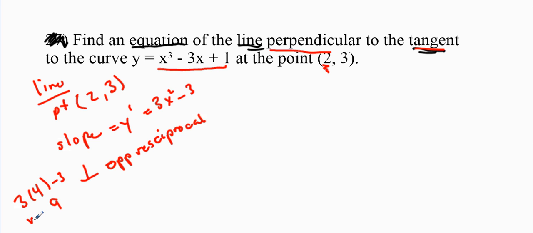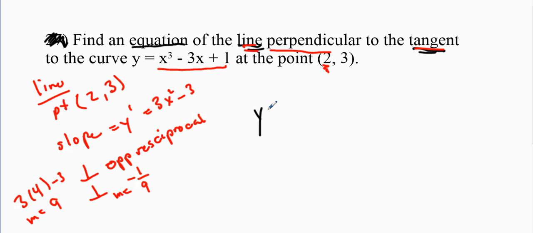Now that is the slope of our tangent. However, we're looking for a line that is perpendicular to our tangent. So we know that our perpendicular slope is going to be the opposite reciprocal of that. So there's our slope, the slope we want to use. From here, we can now find the equation of our line that's perpendicular to the tangent.